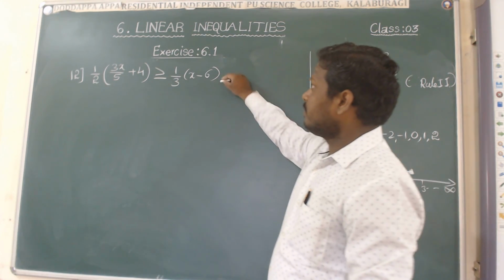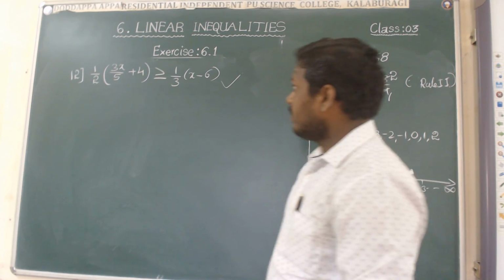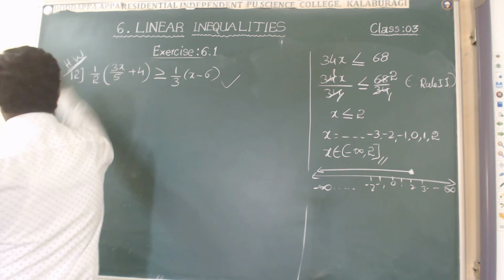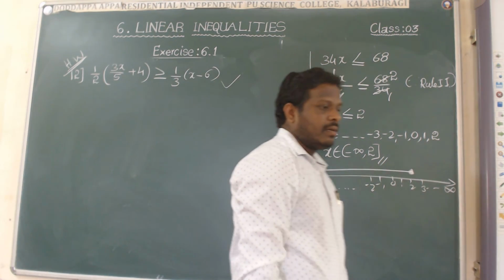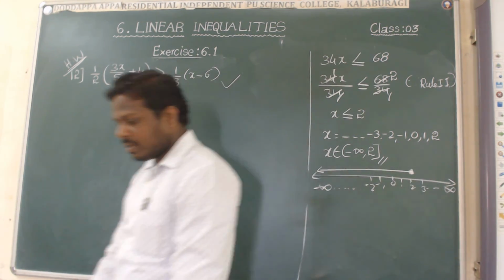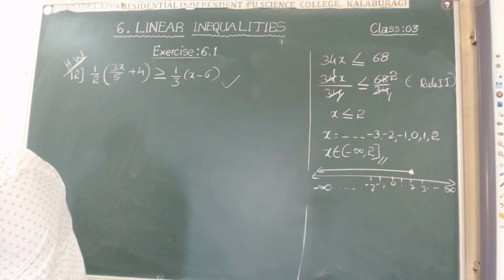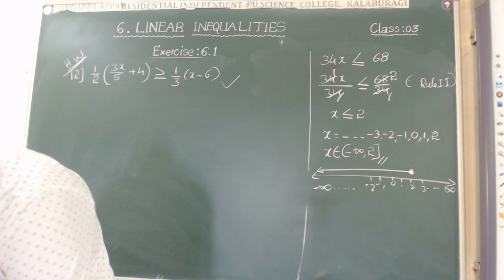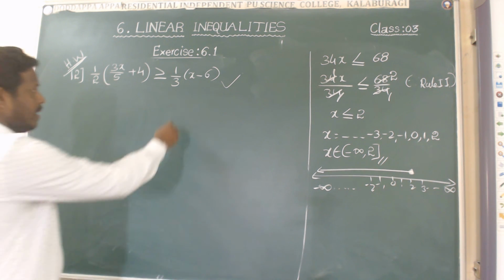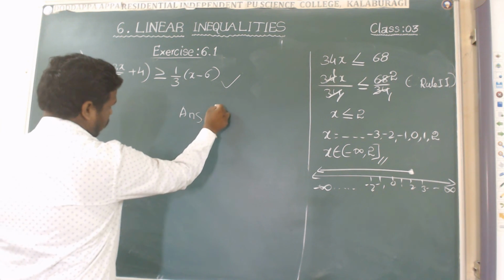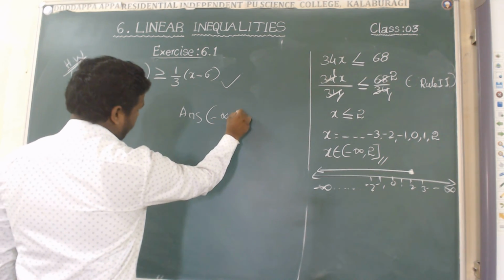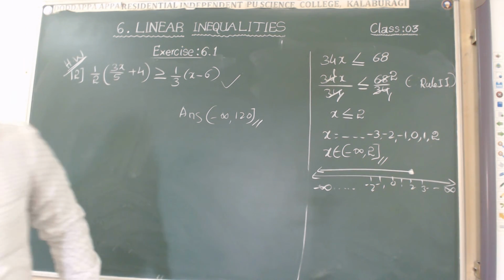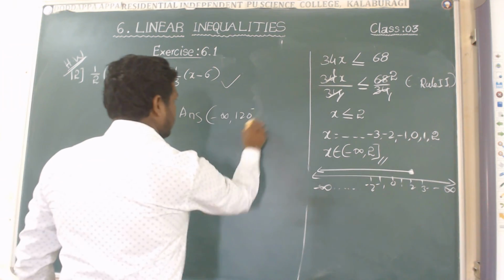Okay. Try it yourself at home. Otherwise, I will continue in the next class. This is one assignment or homework to take. And this answer will be coming here. The answer of this question is open interval minus infinity to 120 closed interval. 120 closed interval, right? Neatly here, closed interval.